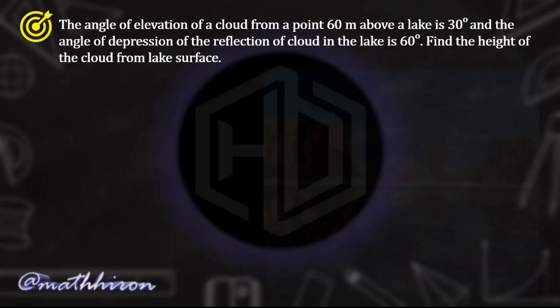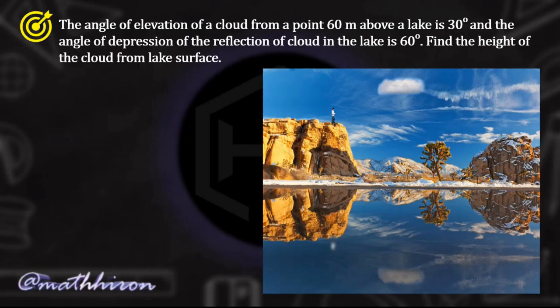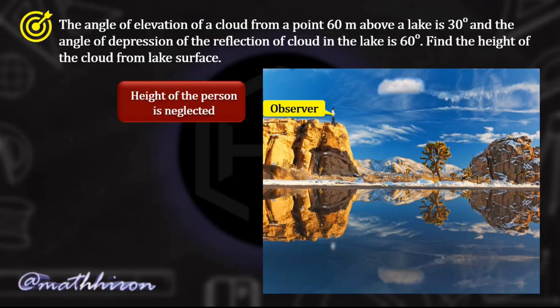First, try to understand the problem. So this is the condition. Now this is the observer. The observer is watching the cloud from this point. Now we can neglect the height of the observer, the height of the person. So that's why we can consider this as the point from where the observer is watching. Okay. Now check the question.